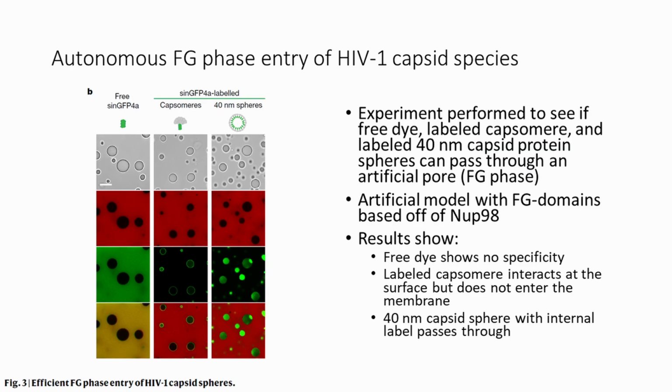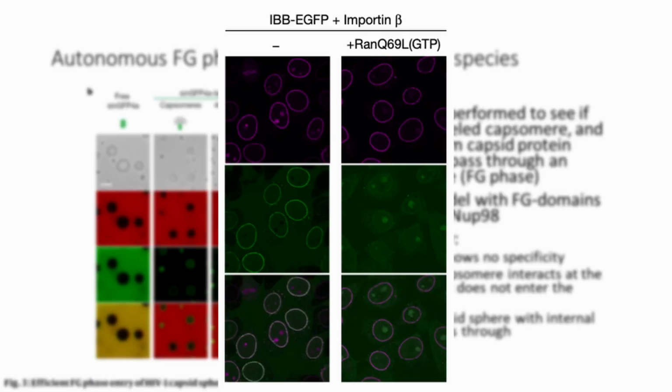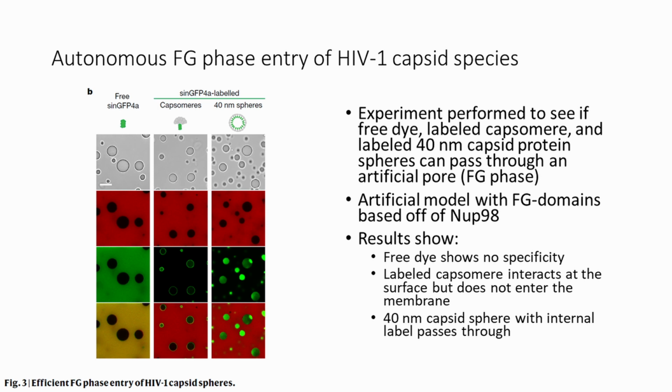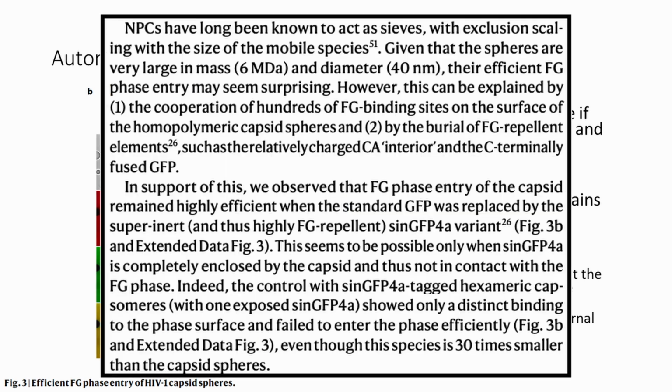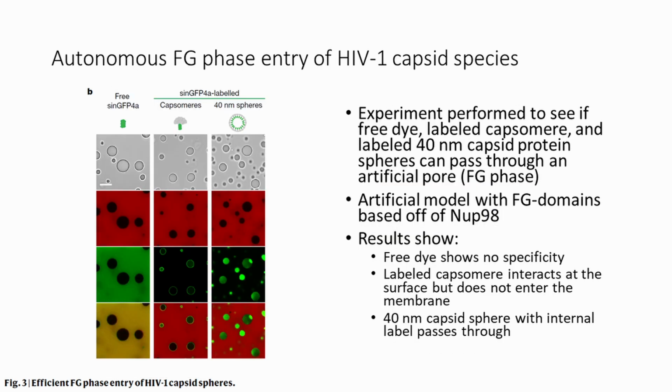You may have noticed that from the previous experiments, they were using GFP as their fluorescent dye, and here they're using Sign GFP4A. This was done on purpose because the Sign GFP4A will repel the FG repeats and impede any potential binding, really just to make it harder for things to get into the cell. So what we're really looking at here is proof of concept data.